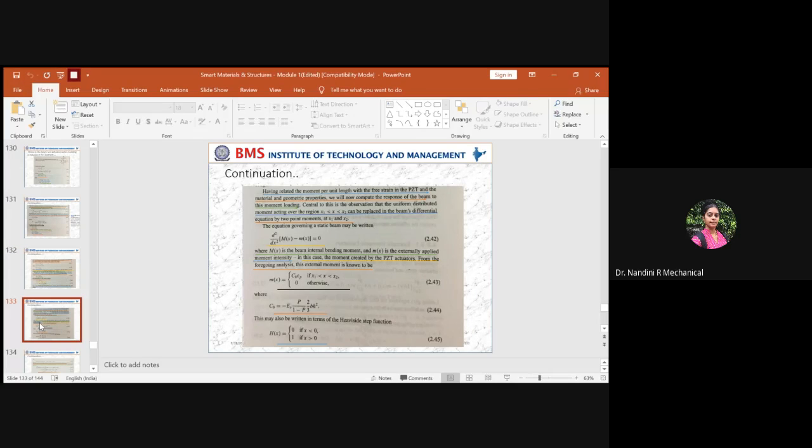So after this, you should be able to write a governing equation for the beam. And for that, you should be knowing some ranges. So what are these ranges? Always you have to consider the moment per unit length with the free strain in the PZT, and the material and geometric properties will now compute the response of the beam to this bending moment.